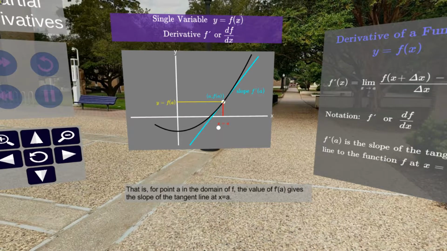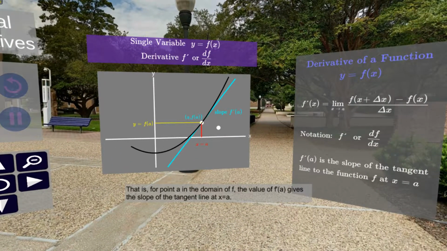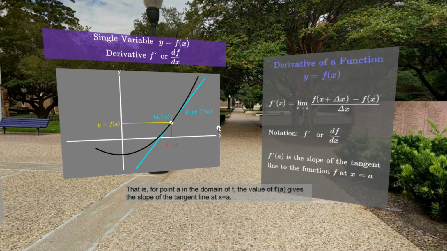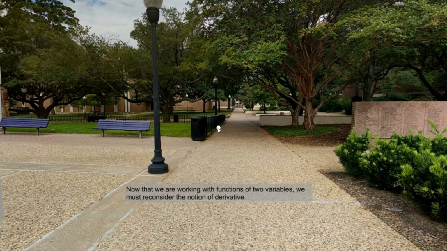That is, for a point A in the domain of f, the value of f prime of A gives the slope of the tangent line at x equals A. Combining this with the point on the curve, we can find the equation of the tangent line at x equals A. Now that we are working with functions of two variables, we must reconsider the notion of derivative.